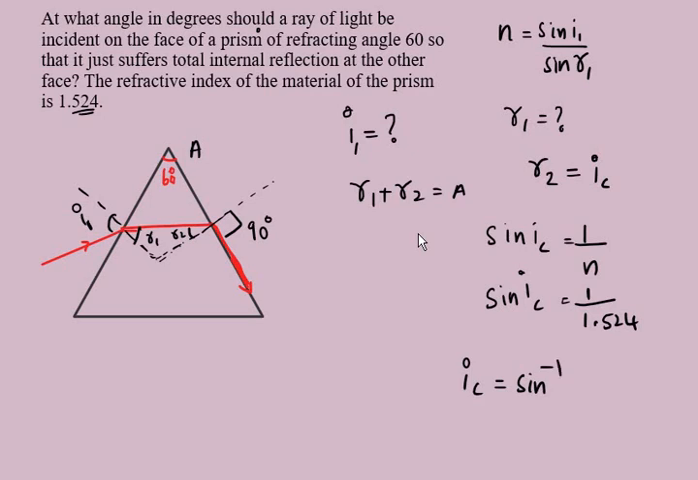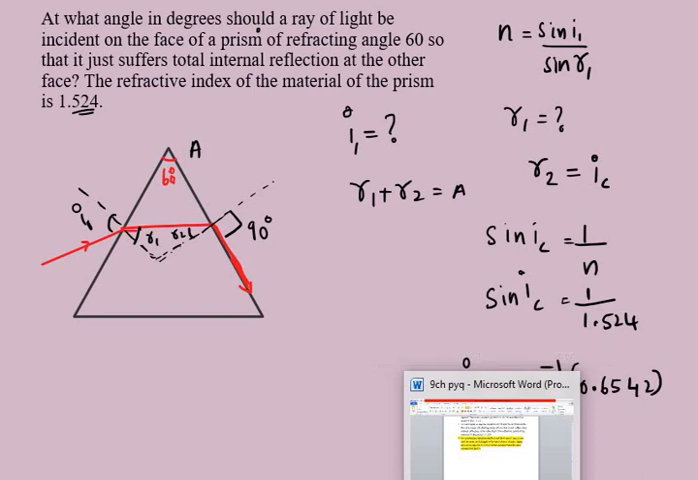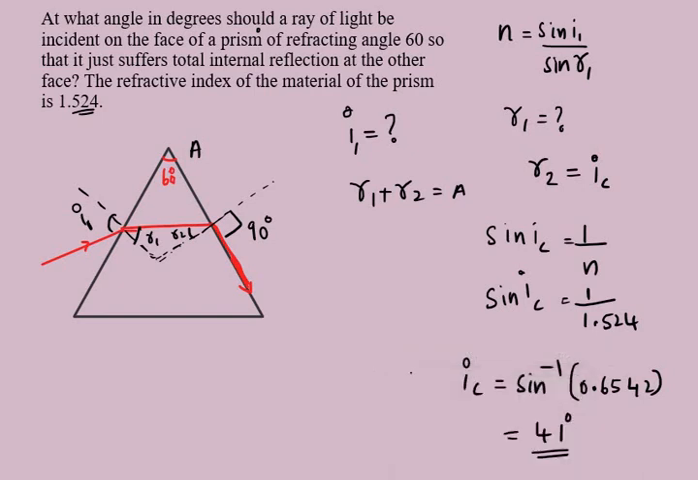If you solve 1 by 1.524, you will get 0.6542. If you take the inverse of this, it will come around 41. You can see that it is 0.6, so it is greater than sin 30 and lesser than sin 60. That is why we are getting around 41 degree. Then IC is nothing but R2, so R2 is 41 degree. So what will be R1? R1 will be equal to A minus R2. A is 60, R2 is 41. So R1 is 19 degree.